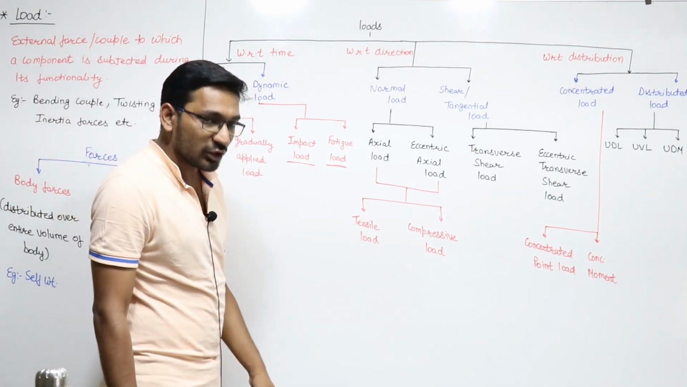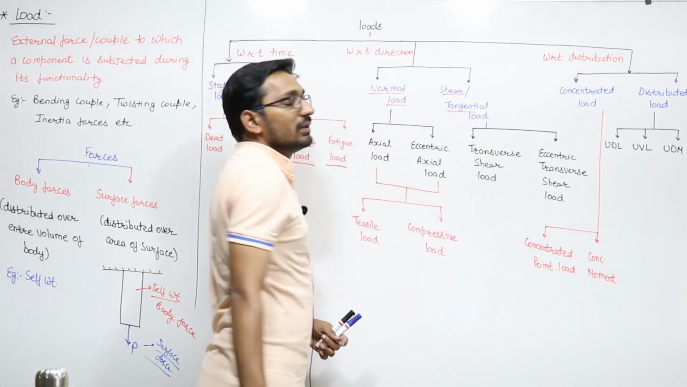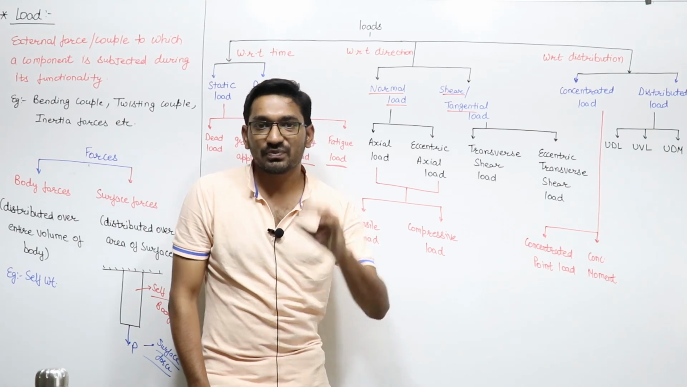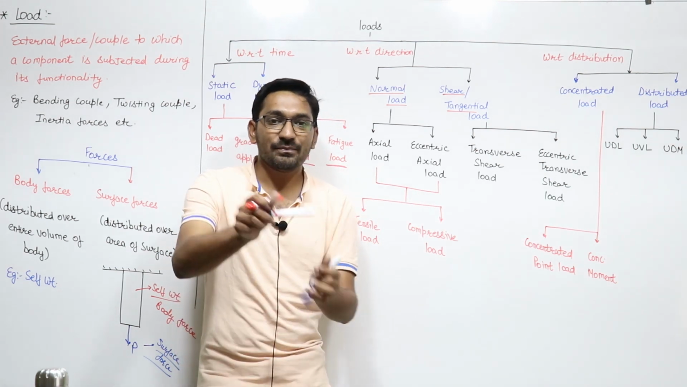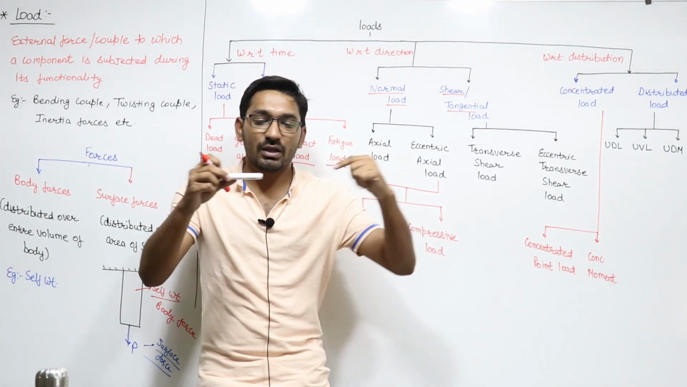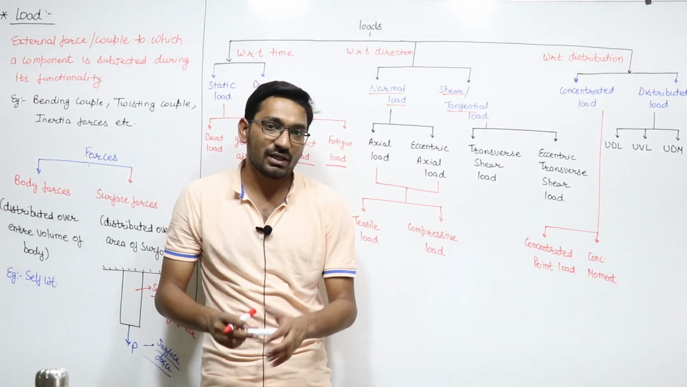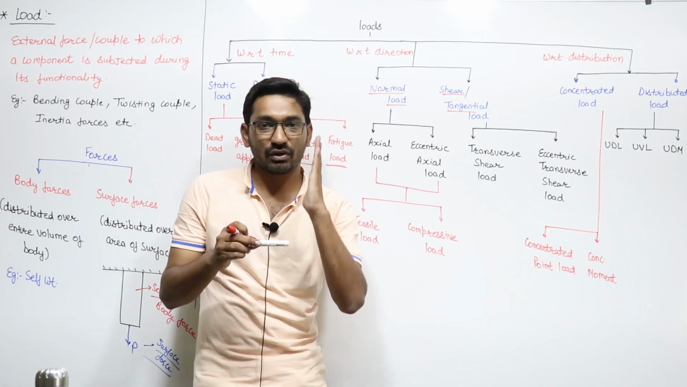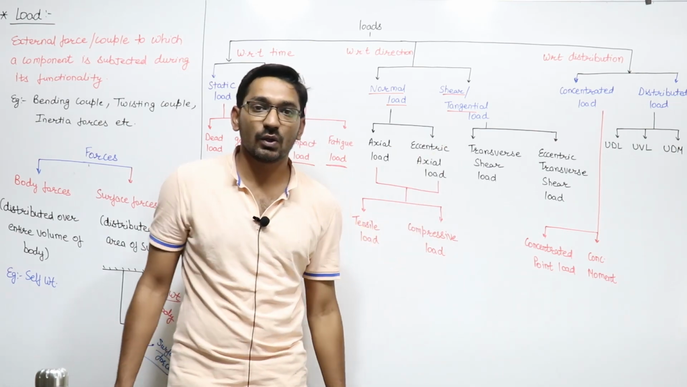With respect to direction, there are two types of load. One is normal load and one is shear load, right? Normal loads are those loads which are acting on a body perpendicular to its cross section, right? If this is a body and this is a cross section of this body, so this is a plane of cross section. Any force or load which is acting perpendicular to this is known as normal load, and tangential or shear load is which are acting parallel to the cross section. This, my hand, is the plane of cross section. Any load which is acting parallel to it is known as tangential or shear load.